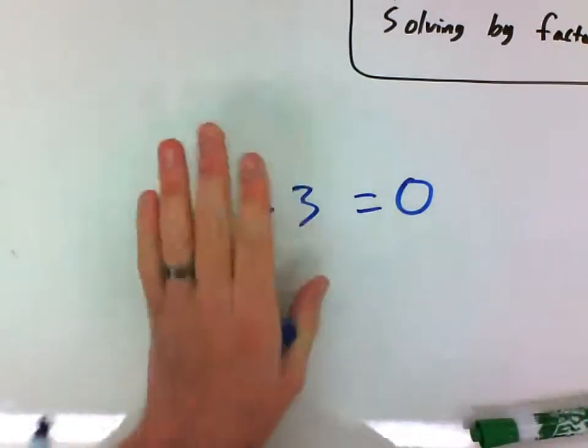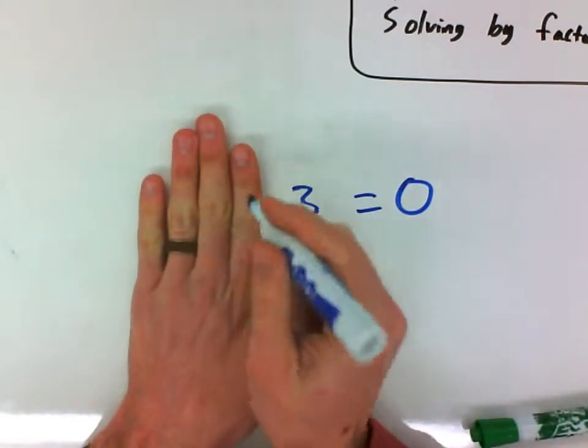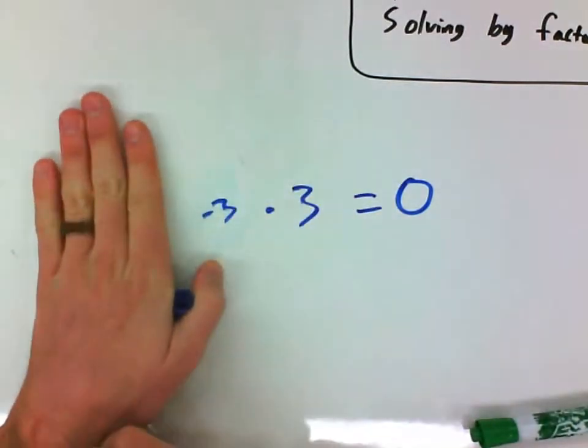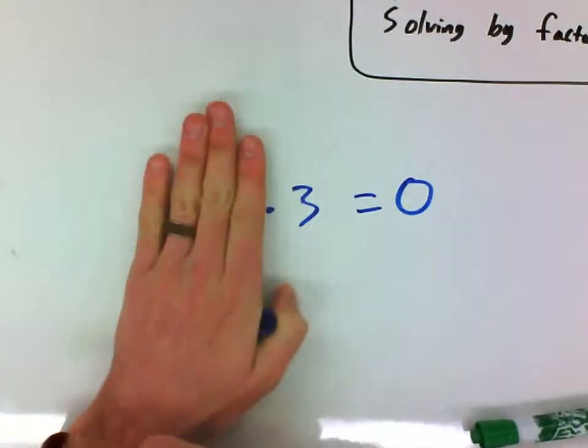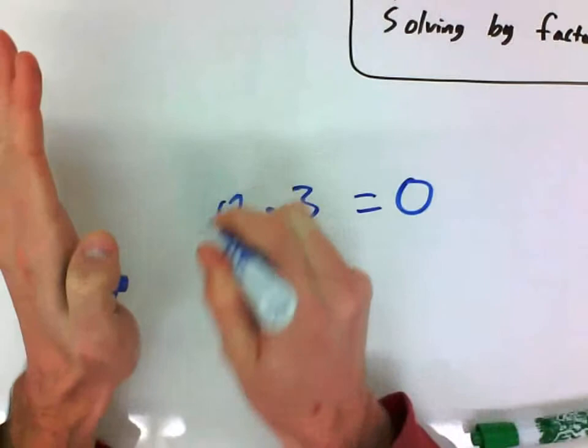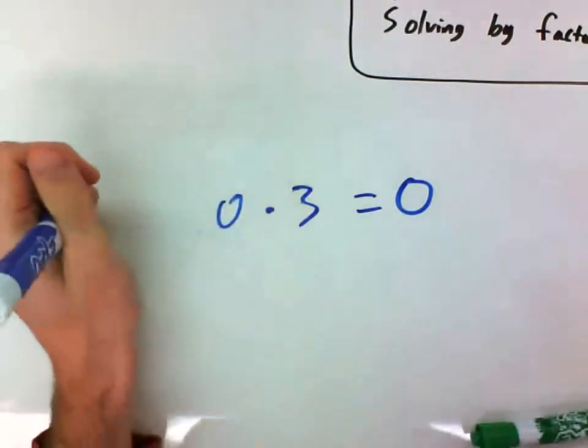There's no way I could make this like a -3. That's a common thing some people will think, but that's -9. Those don't cancel out. The only way to get to 0 is by multiplying by 0.